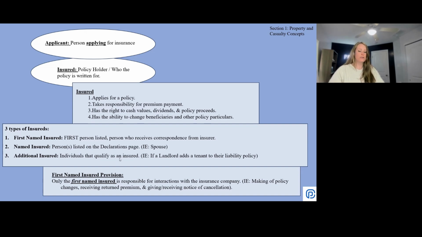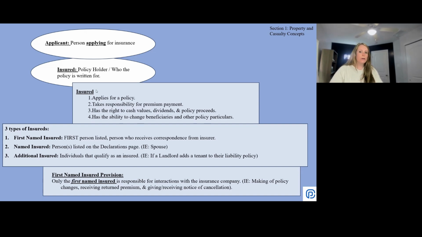A named insured is just going to be anybody else that's listed, right? So say it's a husband and wife on a homeowner's policy. Say the husband is listed first. He would be the first named insured. The wife, for example, might be the named insured. And then you have additional insured. That's any individual that qualifies as an insured. For example, if a landlord adds a tenant to their liability policy, they would be considered an additional insured.